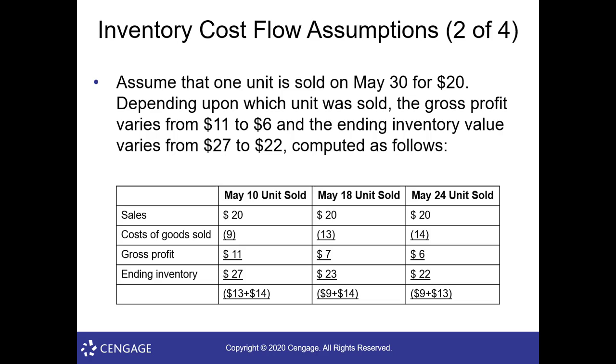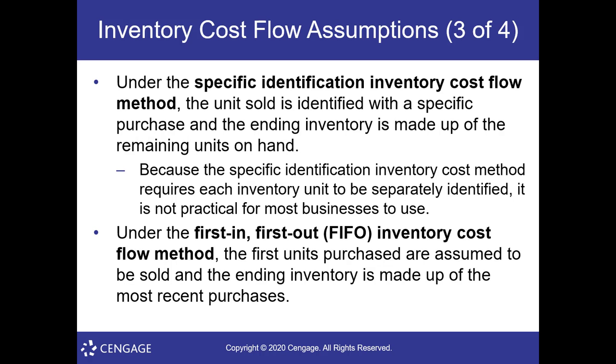So the first column on May 10th is FIFO. The last column on May 24th is LIFO. If we did May 18th, that's specific identification. And specific identification is used for typically high-end individual items. An art gallery would use specific identification.